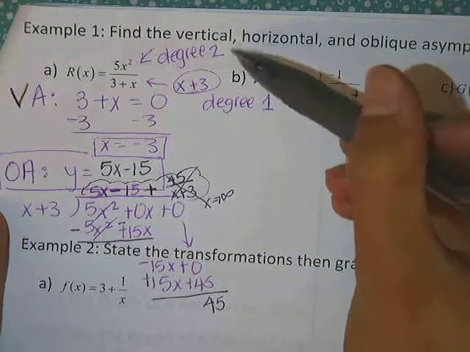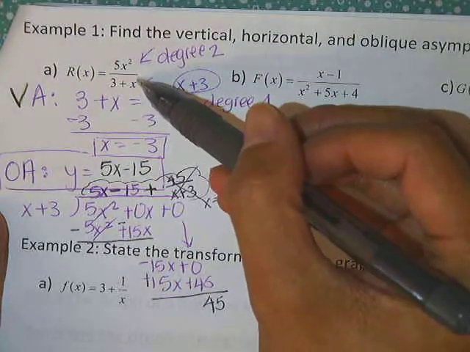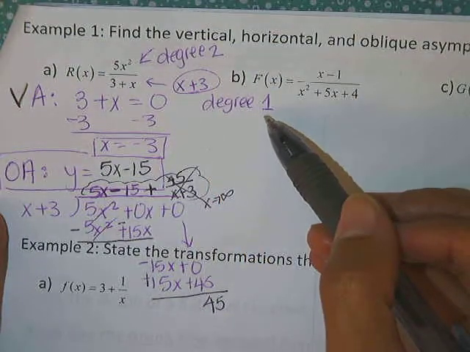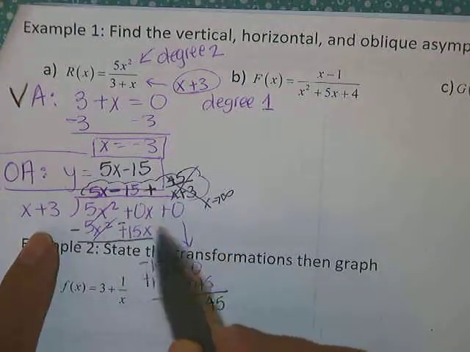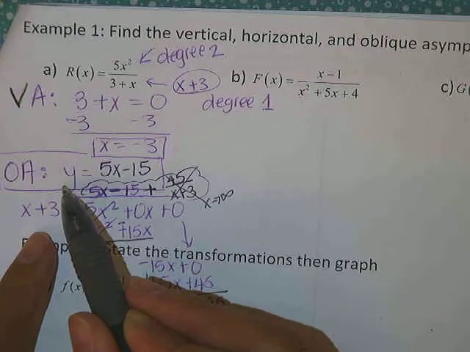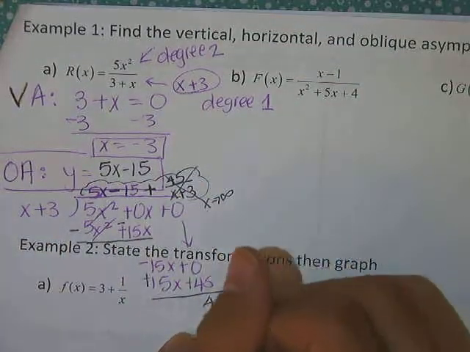Now, how do we know if it's oblique or horizontal? If it's oblique, that means the degree on the top has to be bigger than the degree on the bottom. The degree on the top is a power of 2. The degree on the bottom, this x has a power of 1. Therefore, this is a degree of 1. Since it's bigger, we have to do long division.